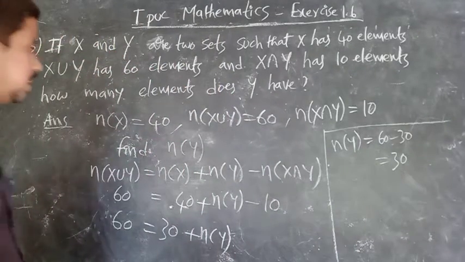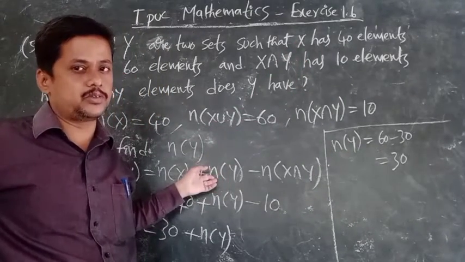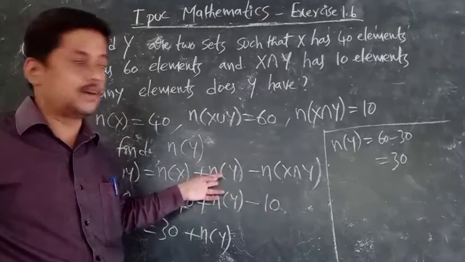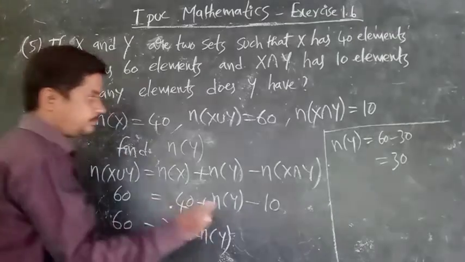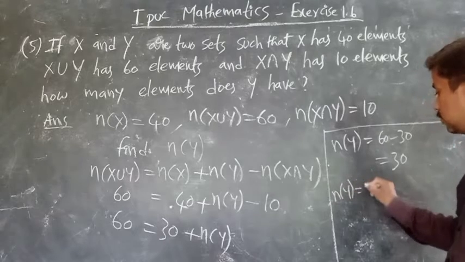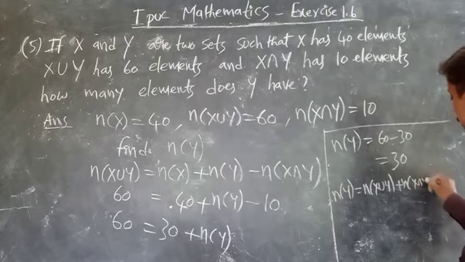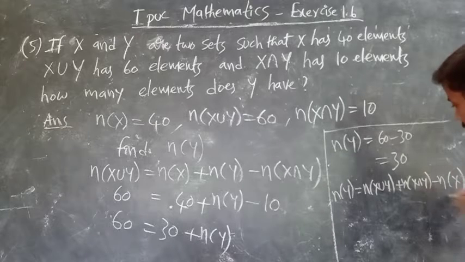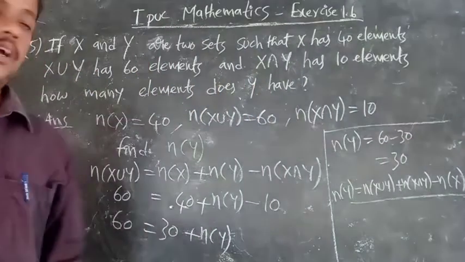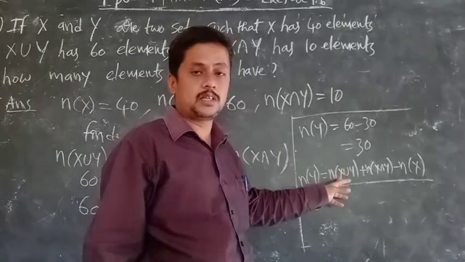Another way is there to find this problem also. What is that? Another formula is they will write directly like this. N of Y is equal to N of X union Y plus N of X intersection Y minus N of X. This is also a formula derived from this only. So if you want, you can write these formulas. This is also good.